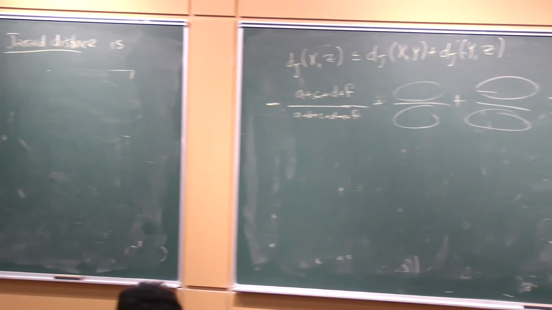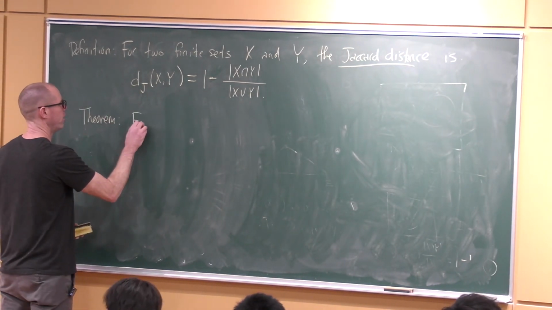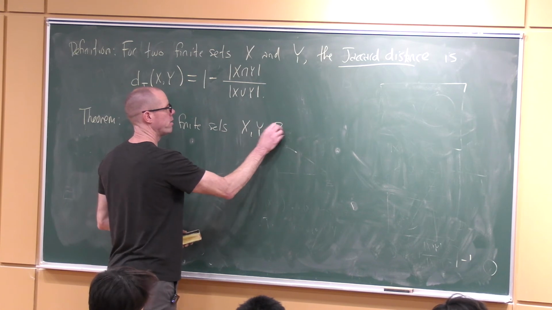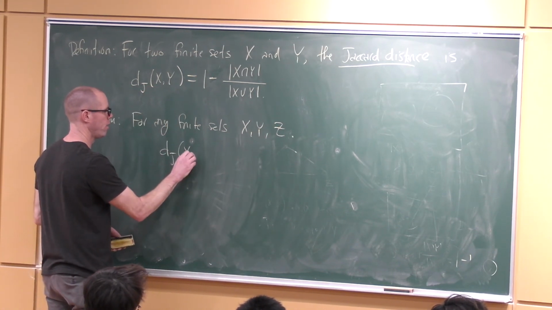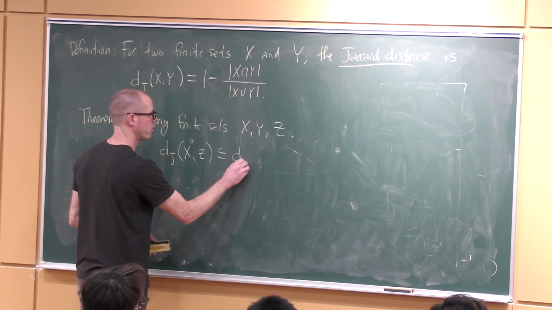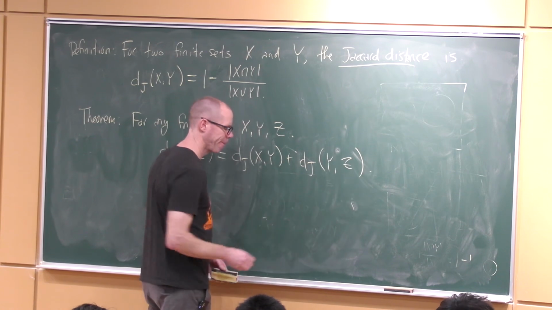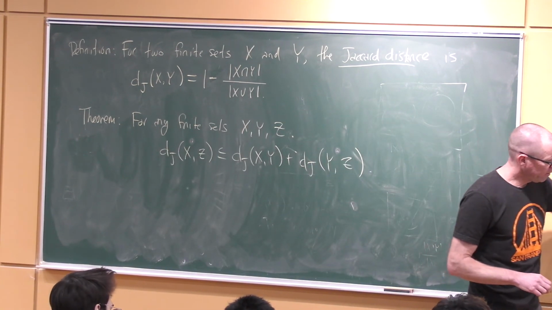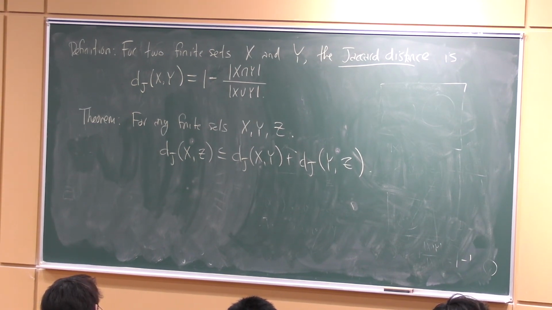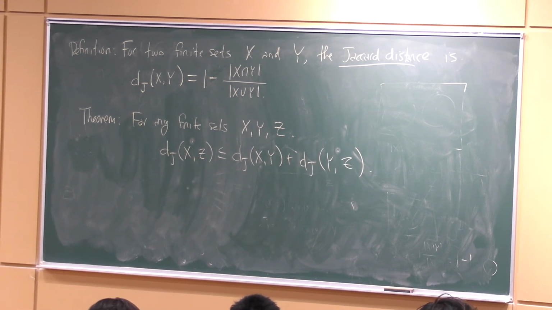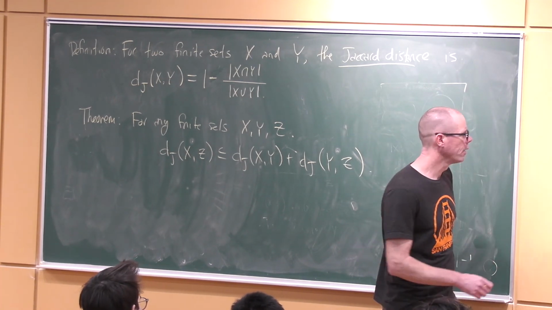Okay, here's the theorem. For any finite sets x, y, and z, the Jaccard distance from x to z is less than or equal to the distance from x to y plus the distance from y to z. And actually, the proof will be trivial if we remember some of the easiest things that we've ever seen in this course, or things that are so easy we never even mentioned them. So here's one of them.